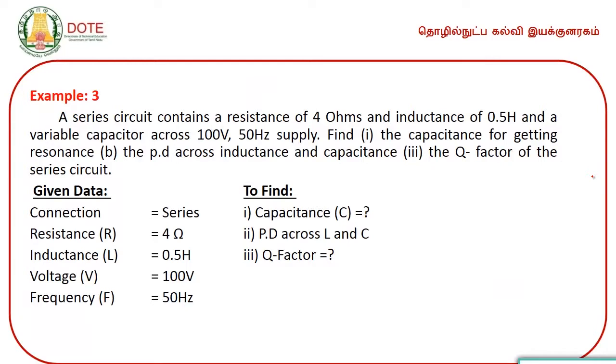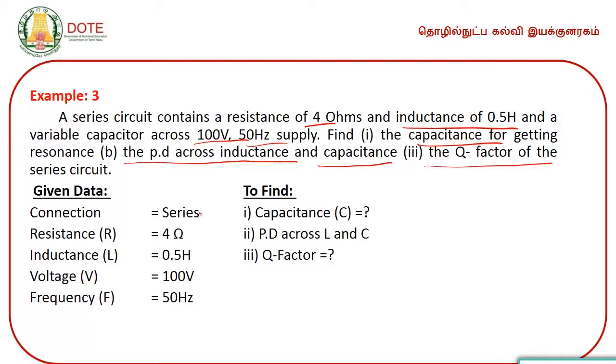A series circuit contains a resistance of 4 ohms and an inductance of 0.5 Henry and a variable capacitor across a 100 volts 50 hertz supply. Find the capacitance for getting a resonance. Number 2, the potential difference across the inductance and capacitance. Thirdly, you need to find out the Q factor of the series circuit.